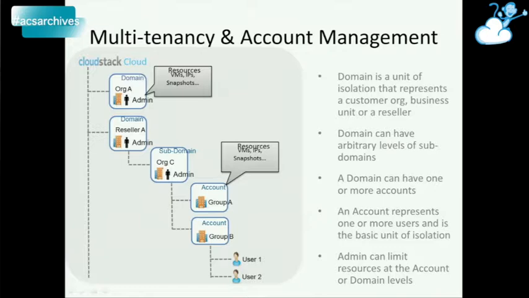And then at the account level, you can impose resource limits. Typically, how many VMs can you run, how many snapshots can you take, how many public IPs can you allocate.